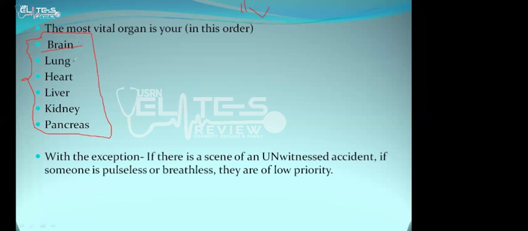So after the brain, the lungs follow. In that order, the heart comes next. So you see how they are prioritized. The liver before the kidneys, then the pancreas becomes the last.